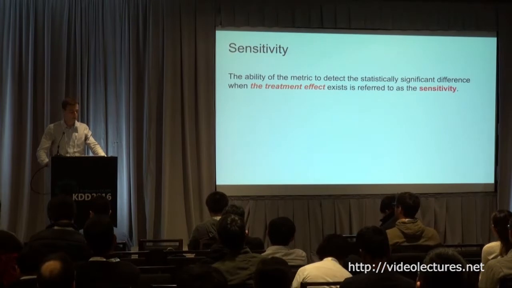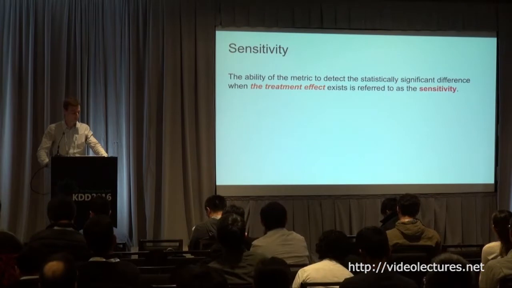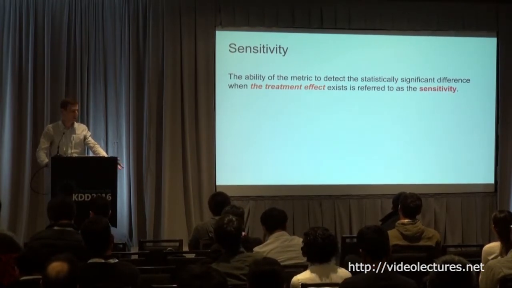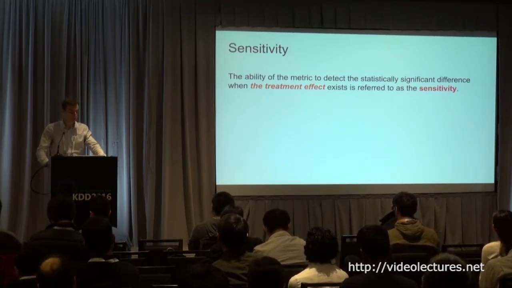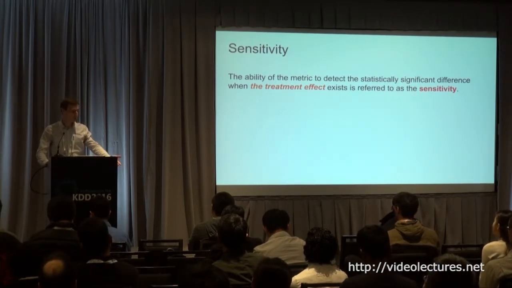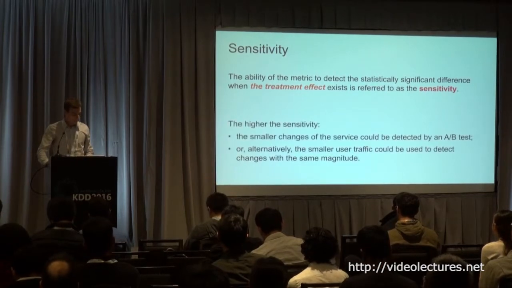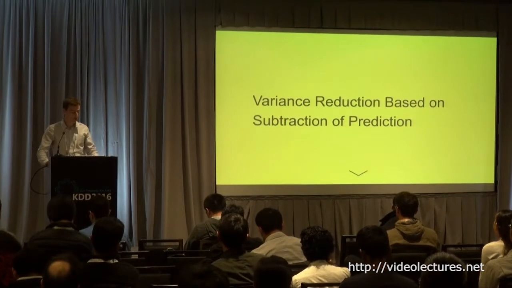The ability of the metric to detect a statistically significant difference when the treatment effect exists is referred to as sensitivity. The higher the sensitivity, the smaller the changes of the service that could be detected by an A/B experiment, or alternatively, the smaller the user traffic that could be used to detect changes with the same magnitude. Now we are ready to consider our approach to sensitivity improvement.